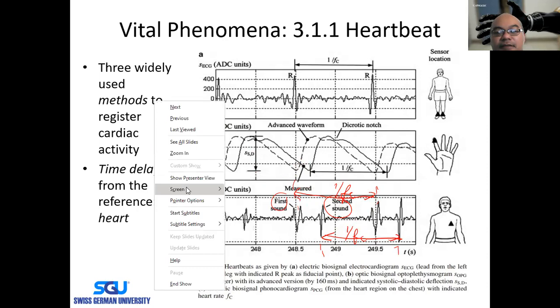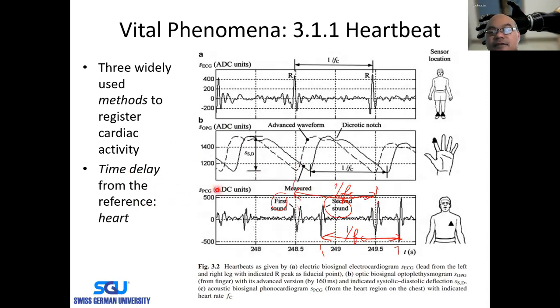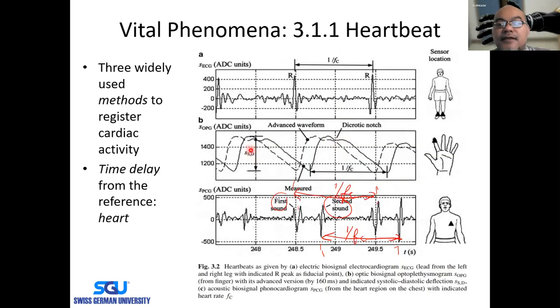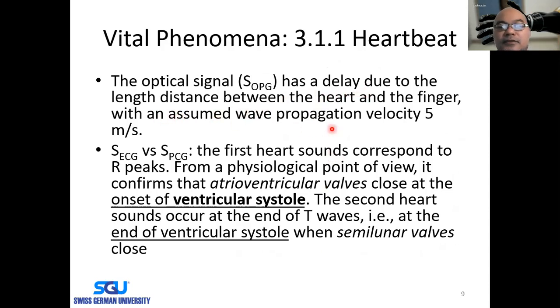Okay, so these two represent the time delay from the reference of the heart. The optical signal OPG has a delay due to the distance between the heart and the finger. Because there is a distance, the dashed line here represents the actual systolic near the heart, but what is measured at the finger is the solid line, with an assumed wave propagation velocity of 5 meters per second.